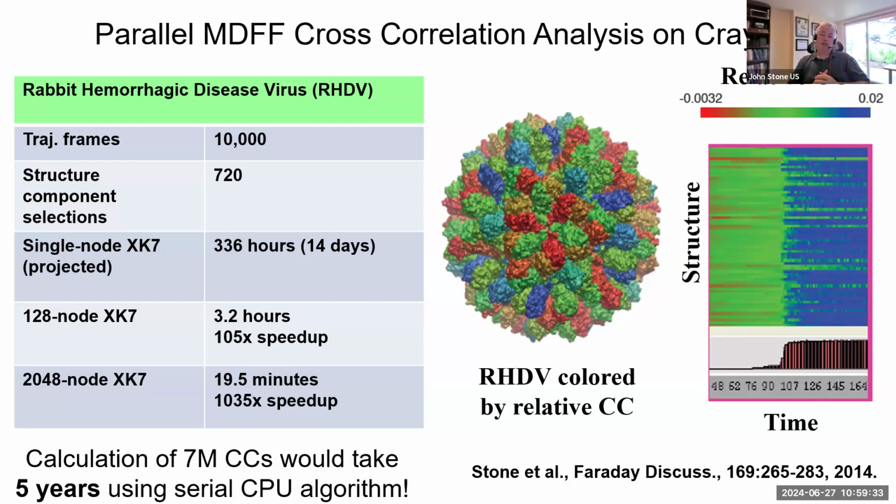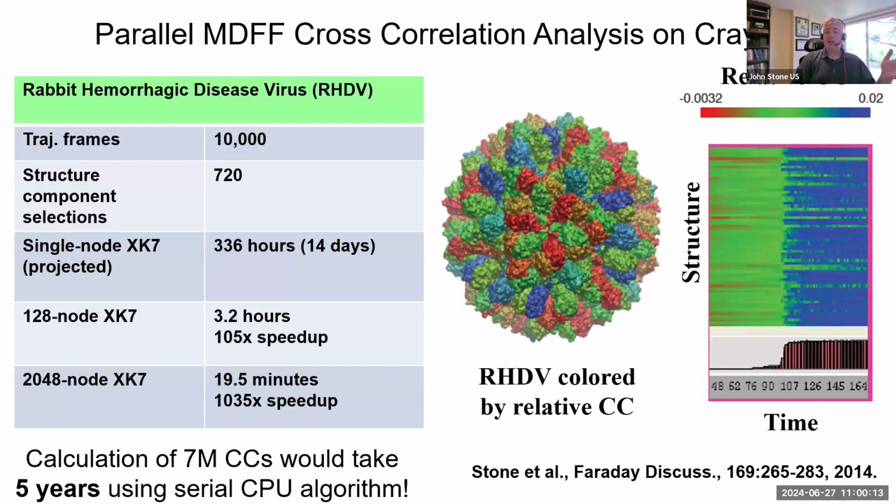So doing that cross correlation analysis, one of the things we did is we first accelerated that analysis by adding a new CUDA kernel in VMD that knows how to do that on the GPUs. And then we used the MPI version of VMD to take that type of analysis and run it not just on one node, but on a very large node count. So you can see here, doing this for rabbit hemorrhagic disease virus, on a trajectory with 10,000 frames, calculating those cross correlations on different components of the virus, and then doing this brute force calculation.